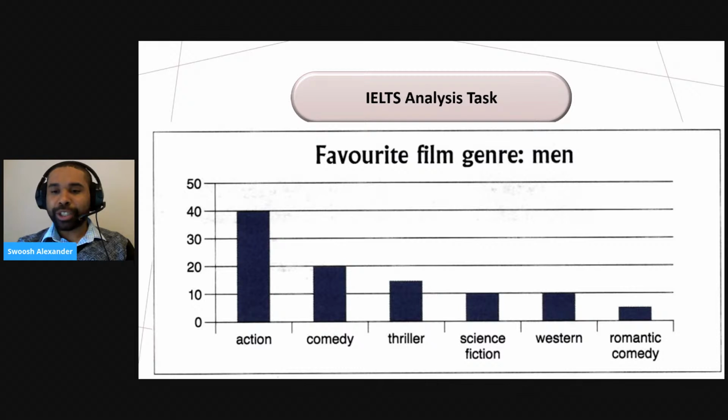It can be seen that action is twice as much as the comedy film for men. Okay, good. That is a good sentence. So here we could say that action is twice as popular as comedy. That would be a way that we could phrase that.